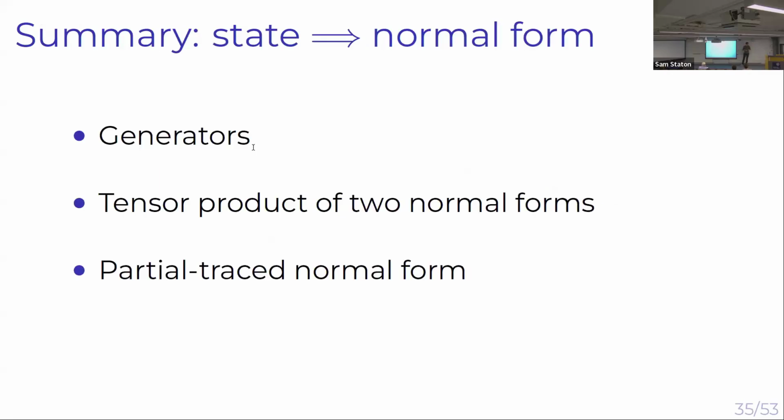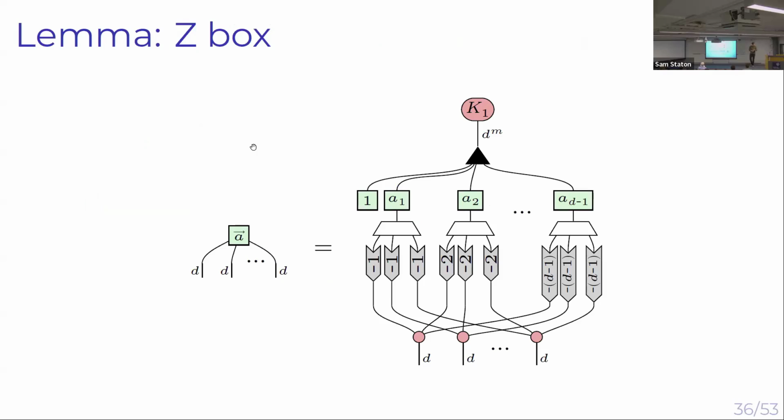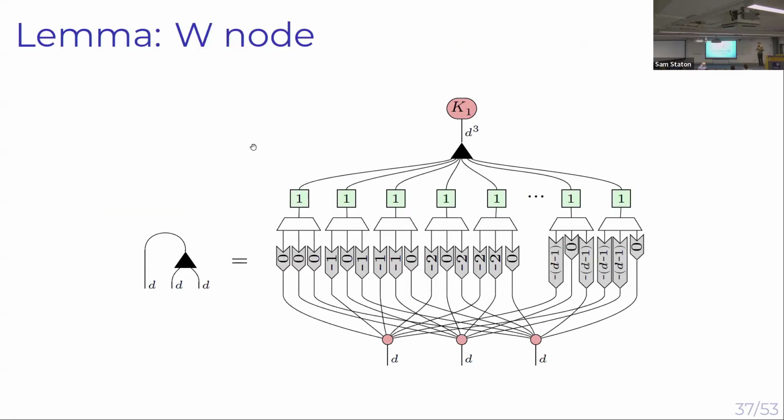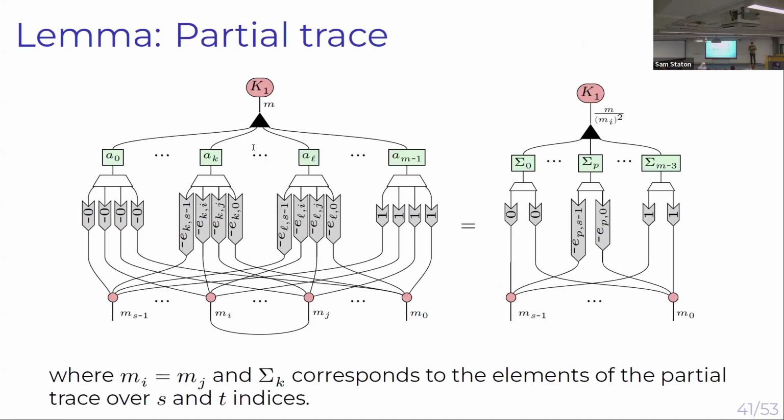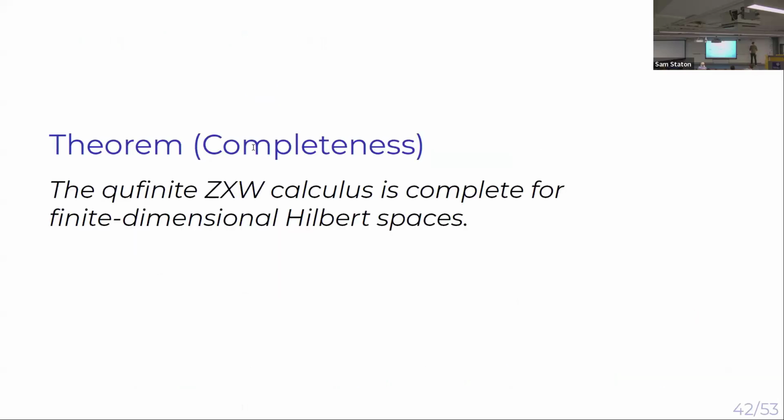So just to sum it up, we have to show that generators can be turned into their normal form, tensor products of two normal forms can be turned into a normal form, and the partial trace normal form can be turned into a single normal form. This is what we do in the paper. I'm just going to go through them. So the Z box, for example, can be turned, the W node, the Hadamard box, and the dimension splitter. And then the tensor products and the partial trace normal form can be turned into a single normal form. So with all of these, we have the completeness of this language.